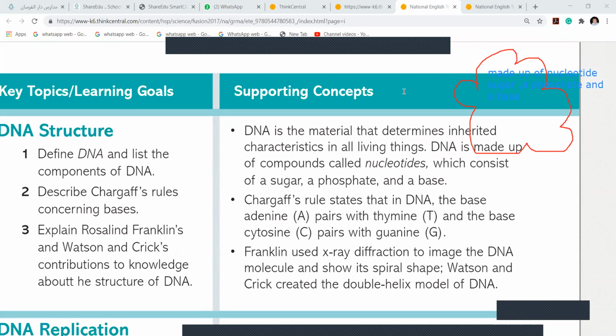So tomorrow when I ask you, what is DNA? You will say it is a material that is present in all living things, which inherit characters. What is it made up of? It is made up of nucleotides. And what do nucleotides consist of? It consists of sugar, a phosphate, and a base. Understood? There are three things: sugar, phosphate, that is SP, and base, SPB. Okay?